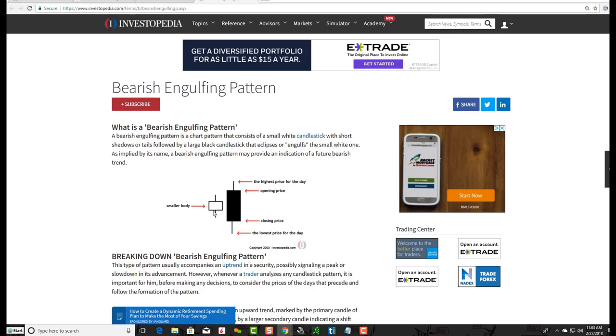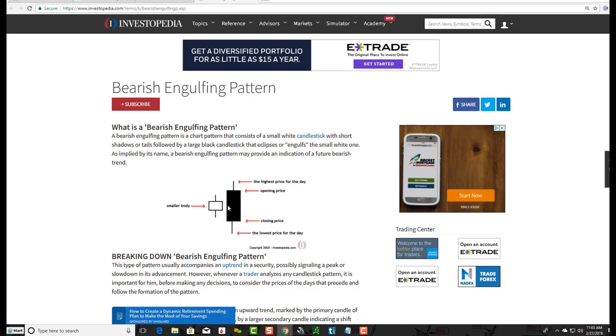And as you can see, this is your textbook perfect definition of a small bullish candle that's wrapped inside of a bigger bullish candle. So it kind of engulfs it. I'm sorry, a bearish candle envelops the bullish one, right? So you see a bearish candlestick enveloping or engulfing that smaller candlestick.